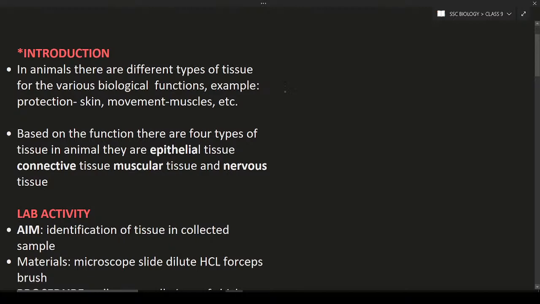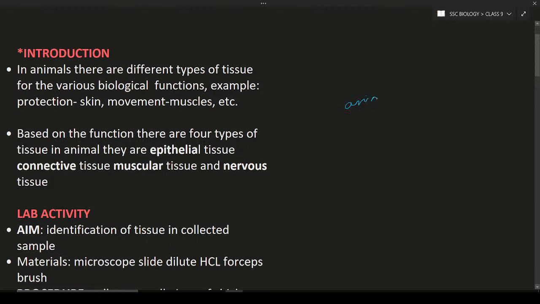Okay, and by the way, good afternoon to everyone, like Hema, Gitashri, Anusha, Ashwini, Vinutna, everyone. Good afternoon and welcome to the new class. So now we are going to discuss the chapter animal tissue.